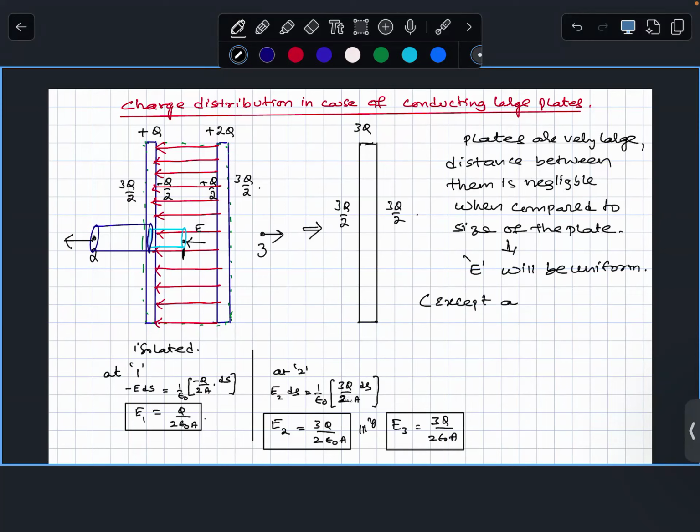Except at edges of plate. Begin according to the ratio. You should not struggle. Why am I writing it like this? Write it out till this point.